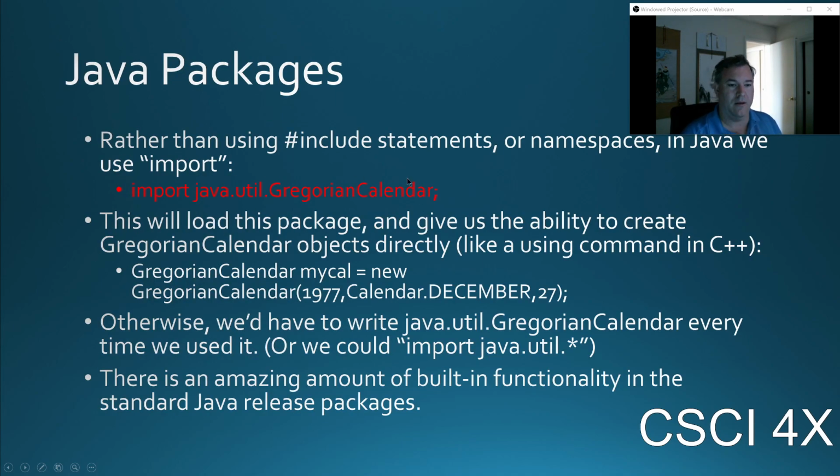I don't know. We don't use hashtag include in Java. We use import. So if you want to import the Gregorian calendar or the Julian calendar, you can do so using that. And so you can make a calendar with a year, month, day. This is an enum.